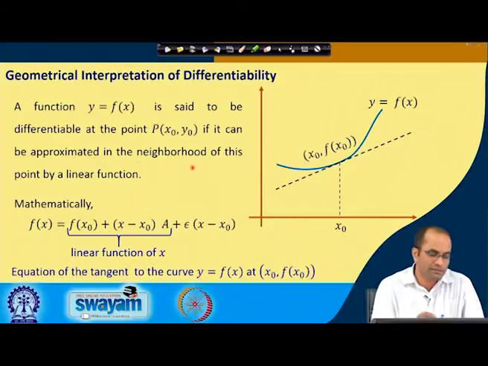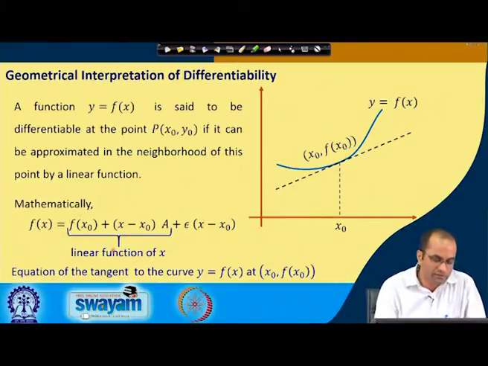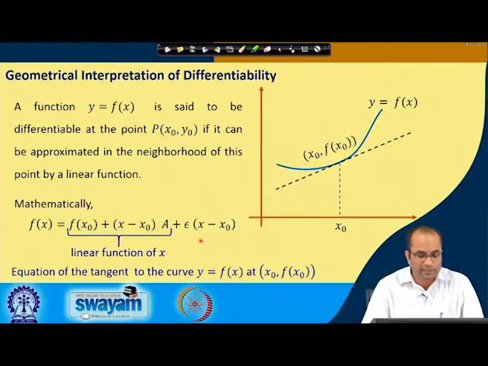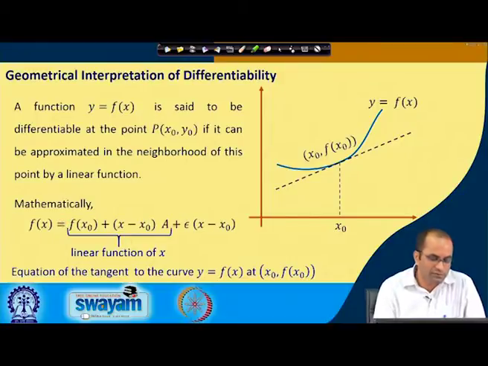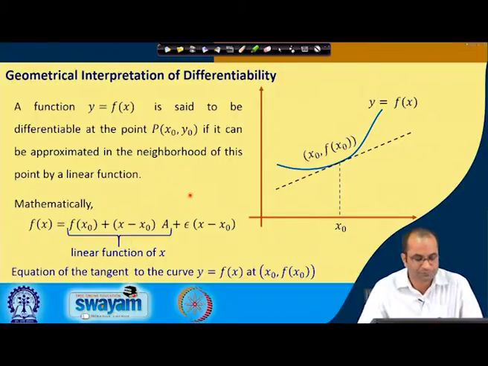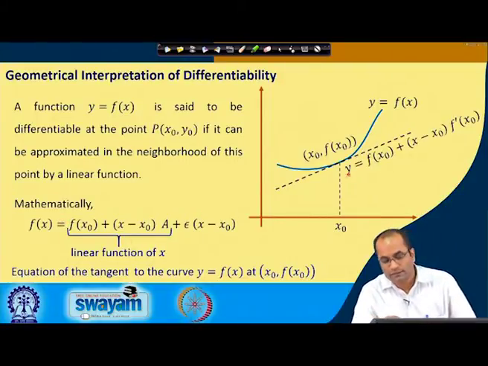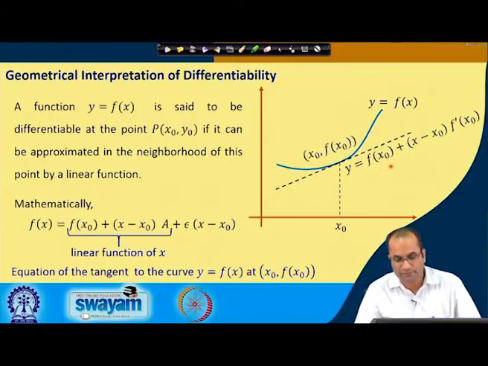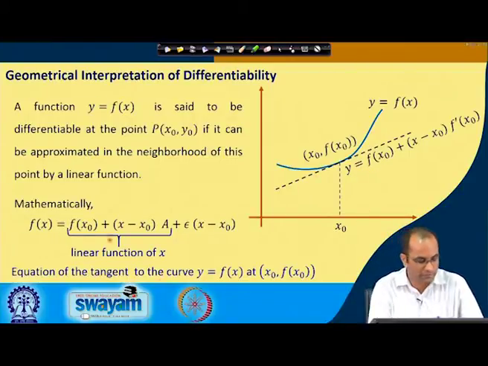So, at least in the neighborhood of this point, if we can approximate by a linear function, then we call this function differentiable, or equivalently or mathematically, if we can write down this f(x) in terms of the linear function plus epsilon and the difference x minus x naught, and this epsilon also goes to 0. So, then this is not a linear term in terms of this difference, it is a non-linear term here. So, we have this linear term plus this non-linear term, and this is the equation of the tangent which we have written down in this case.